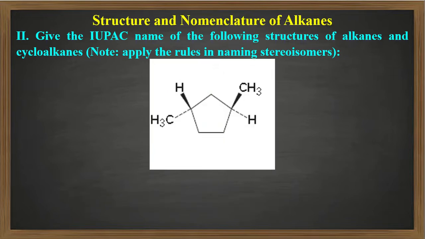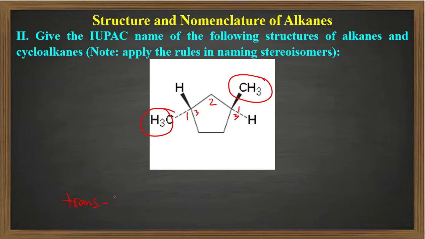Okay, this is a di-substituted cycloalkane. We have a methyl here in the lower plane of our cycloalkane, and then another methyl here, which is in the upper plane. So they are on different sides of the plane of the cycloalkane. So we will use the prefix trans. And then if this is carbon number 1, the next substituent will be in carbon number 3. It's the same if we reverse it. Carbon number 3 is still the other methyl.